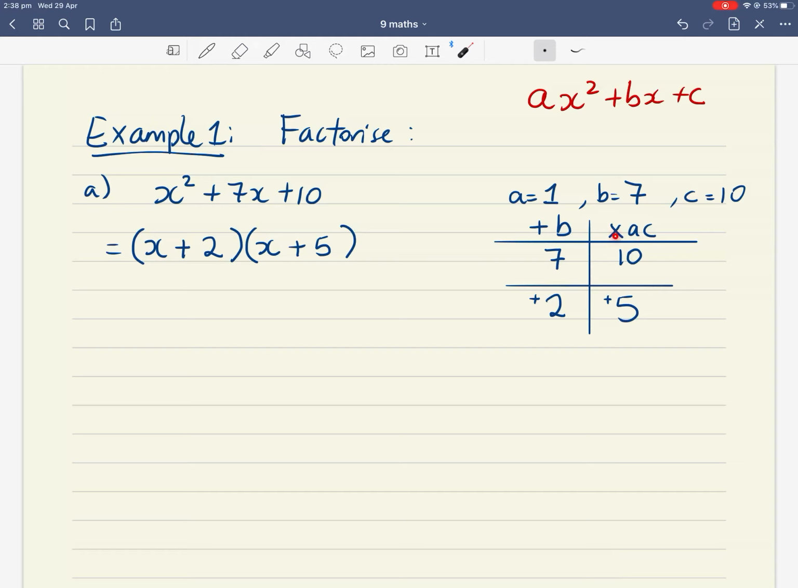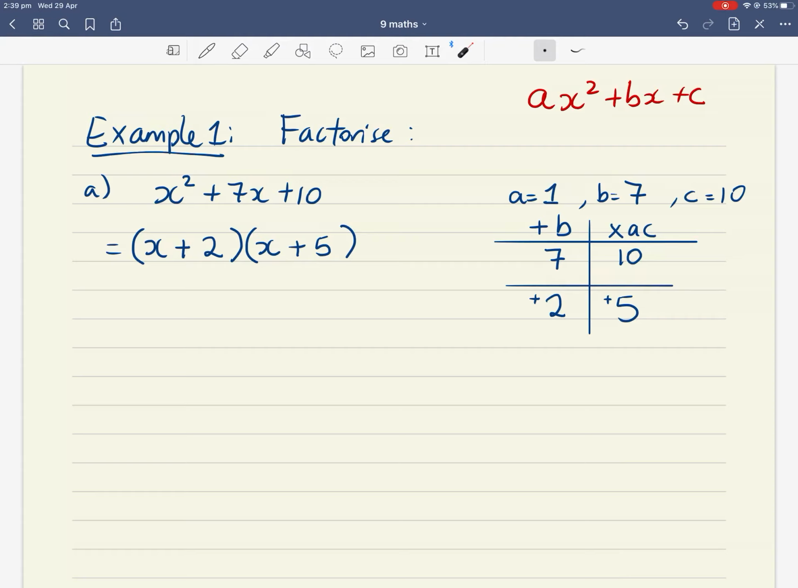You draw a little 2-column table. Your first column is plus B, your second column is times AC. So you fill the first row in. B is 7, so you fill that 7 into the first entry. AC, A times C gives you 1 times 10 is 10, so that's where you get the number 10 from.